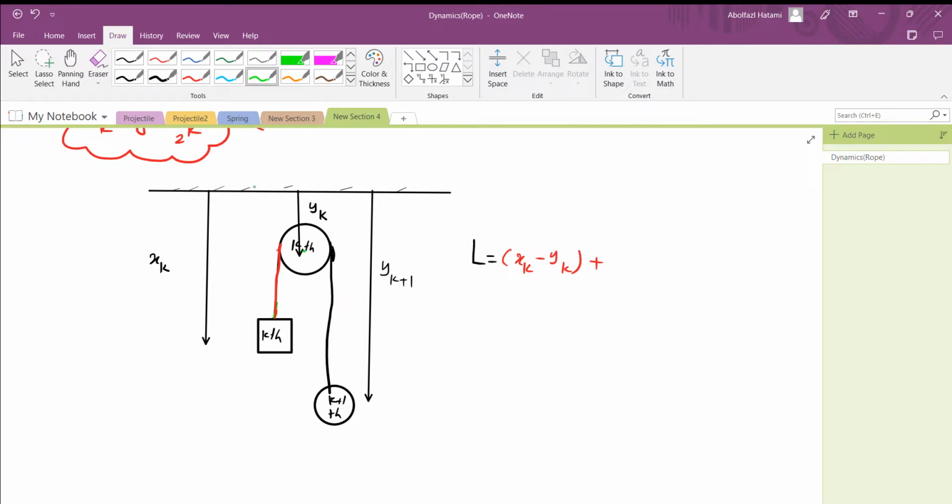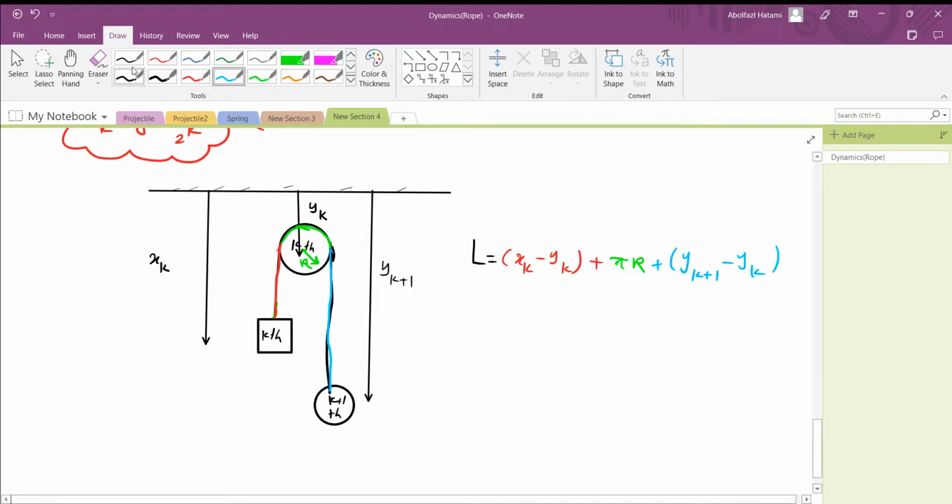suppose that the radius of the pulley is r, for example, plus this part of the rope, which is pi r, sorry about the pronunciation, pi r, and also this part of the rope, which is plus y of k plus 1 minus y of k.